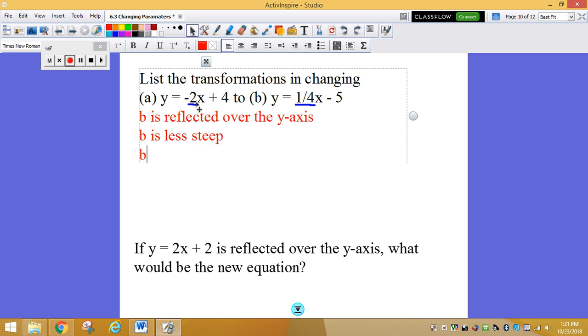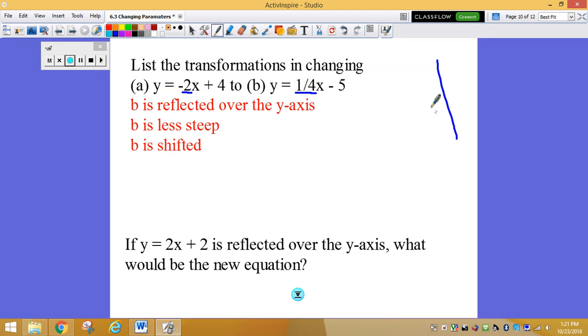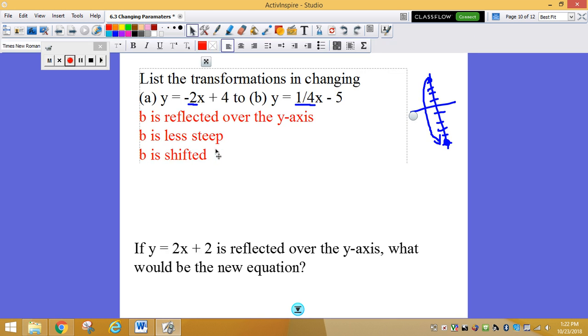And last, we're going to put if it's shifted up or down. So I'm going to put B is shifted. So I started at 4 and I'm going to -5. Let me draw this for you so maybe it'll help. So I started at 4 right here. I'm going down to -5. So if I'm at 4 and I'm going down to -5, that means I'm going to shift down. So I'm going to put it shifted down.